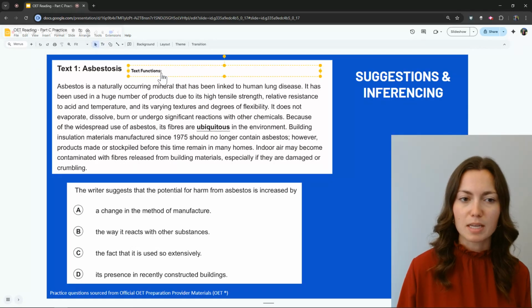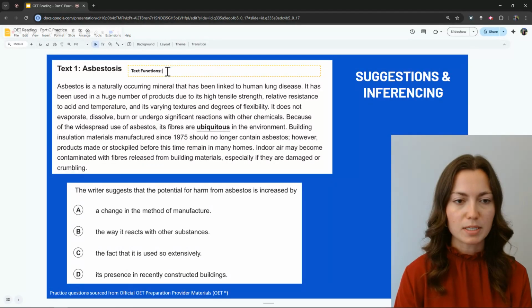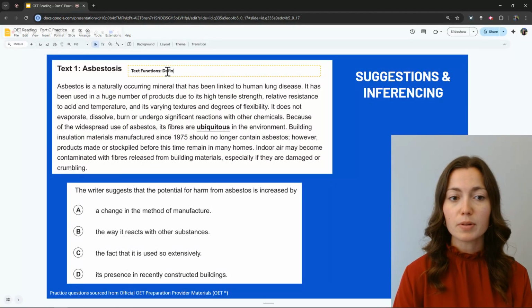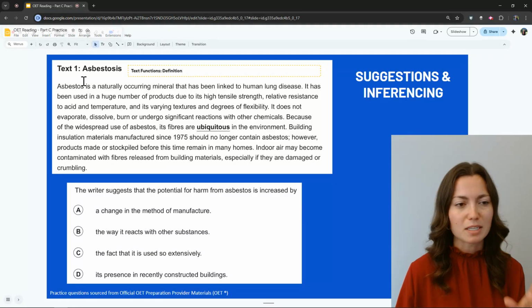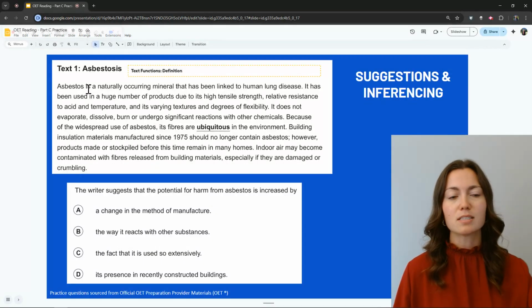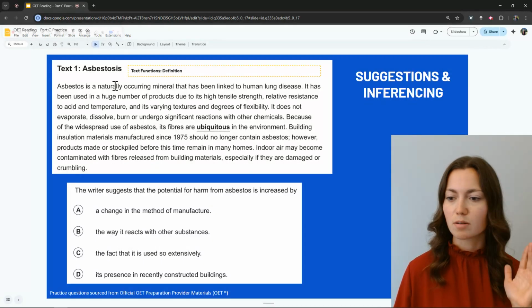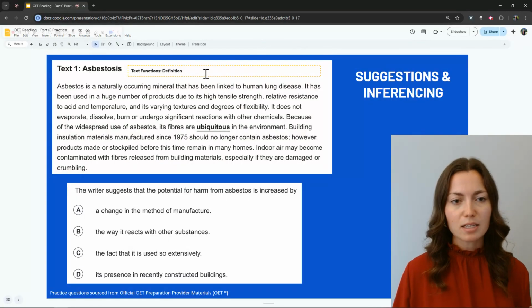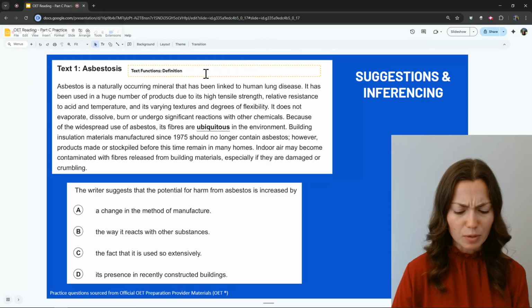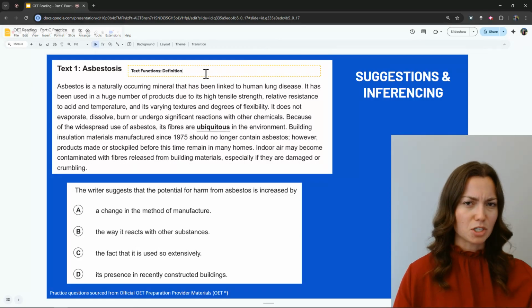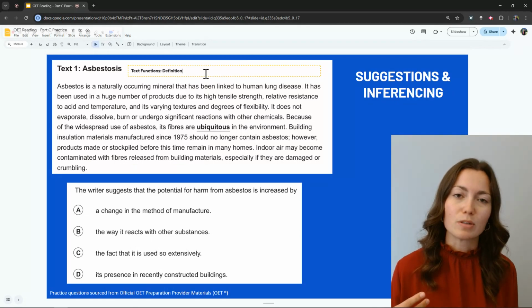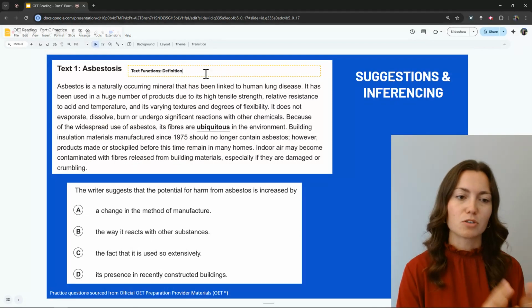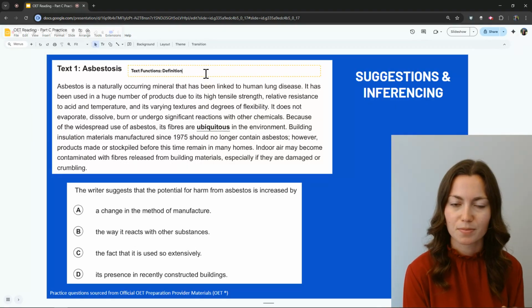So let's give some examples here. One of the common types of functions is as simple as a definition. Usually this comes at the beginning of texts, and we can see that here. Asbestos is what? A naturally occurring mineral. So in that case, we often expect the definition to come before the details, and we expect it to come early in the text when we're first introducing the topic.